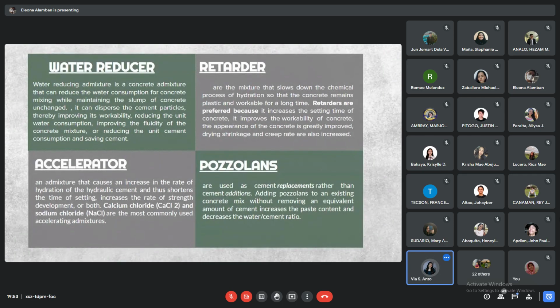So, accelerator. An accelerator is an admixture that causes an increase in the rate of hydration of the hydraulic cement and thus shortens the time of setting, increases the rate of strength development, or both. Calcium chloride and sodium chloride are the most commonly used accelerating admixtures. Next is pozzolans. This type of admixture is used as a cement replacement rather than a cement addition. Adding pozzolans to an existing concrete mix without removing an equivalent amount of cement increases the paste content and decreases the water-cement ratio.